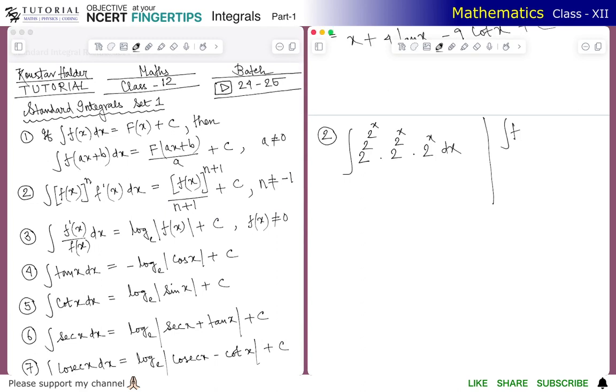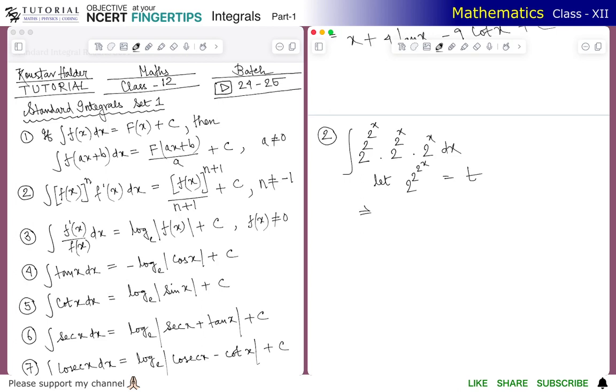Anyway, basically we have to do a proper substitution, and we can clearly see that if we substitute this term 2 to the power 2 to the power x and 2 to the power x. So definitely if we substitute the whole thing, let 2 to the power x equal to t.